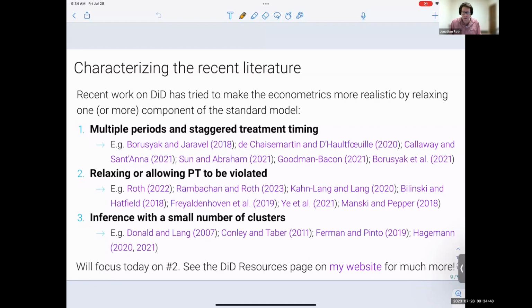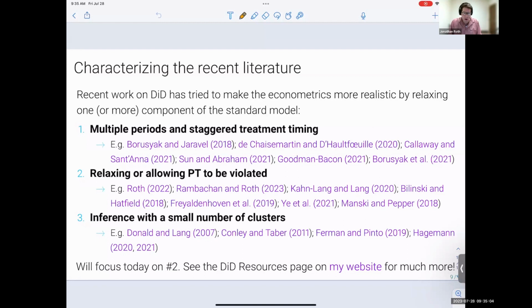You can look at our review paper and the complementary review paper by Clément Deschaise-Martin and Xavier Datfoy, which covers more stuff about continuous treatments. Demetria asks, what is considered small here?